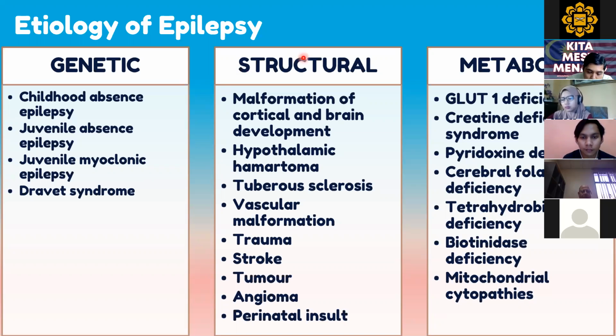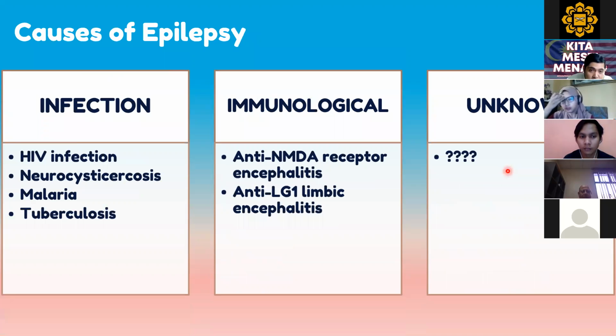For structural, there might be an underlying structural brain disorder, such as stroke, trauma, tuberous sclerosis. And then for metabolic, it refers to a well-delineated metabolic defect occurring in the body. And then for infection, infectious epilepsy is secondary to a chronic infectious condition rather than an acute one. Chronic, that's why HIV, tuberculosis, malaria.